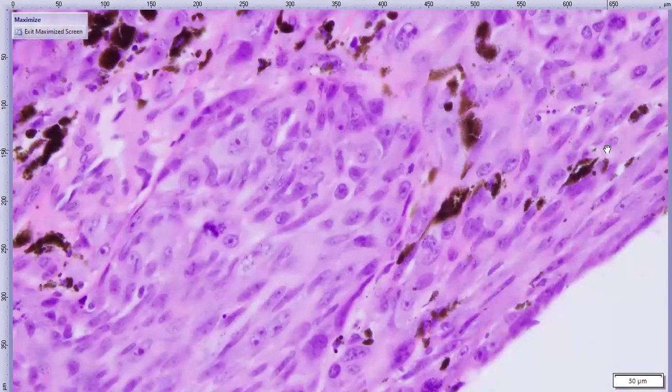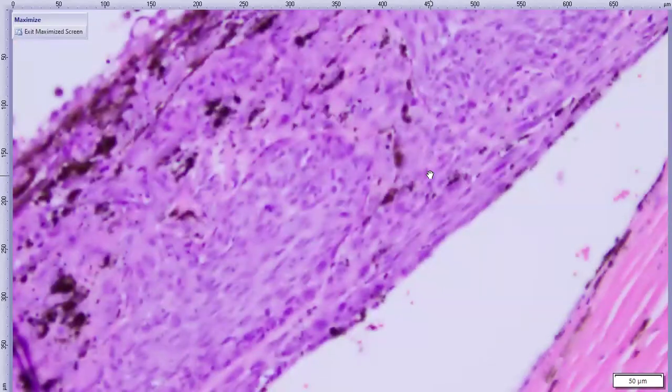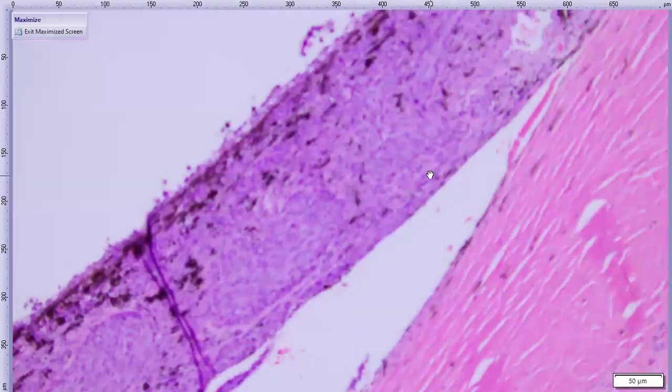So fairly pleomorphic. You can see some pretty big nuclei. Here's a great big nucleus with a great big single nucleolus. Here's a great big nucleolus here. Here's a mitotic figure. So yeah, this is just a pretty ugly population of neoplastic cells.